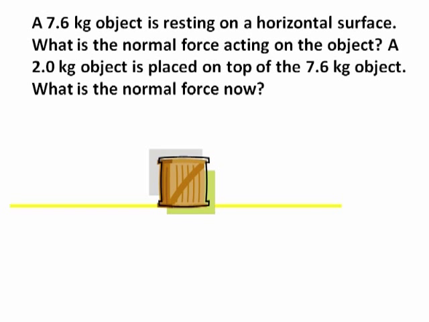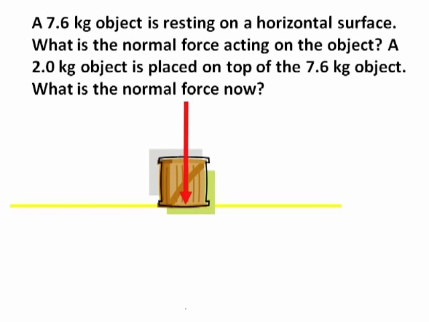So we read the problem. A 7.6 kilogram object is resting on a horizontal surface. What is the normal force acting on the object? And then we read, a 2 kilogram object is placed on top of the 7.6 kilogram object. What is the normal force now?